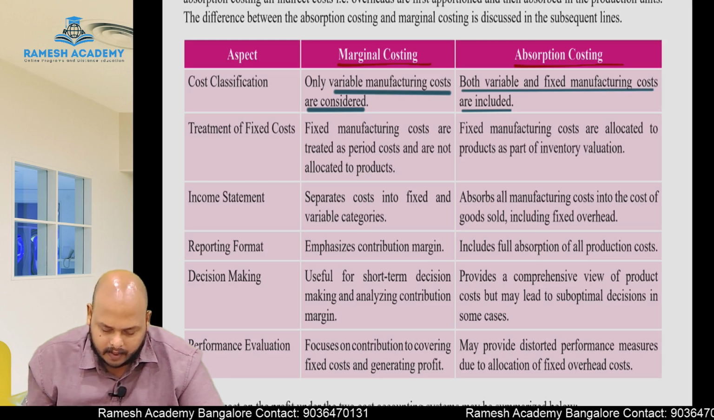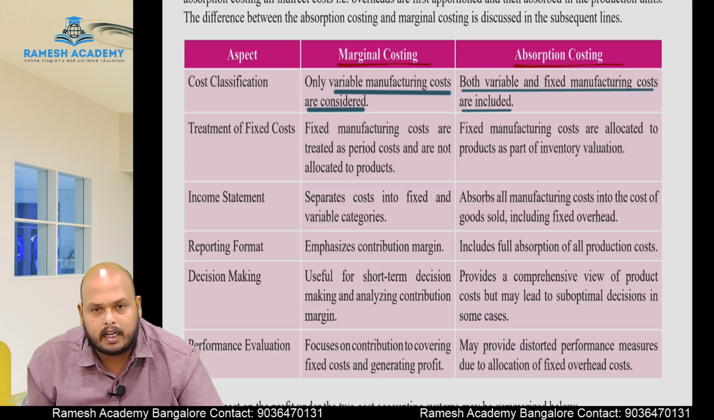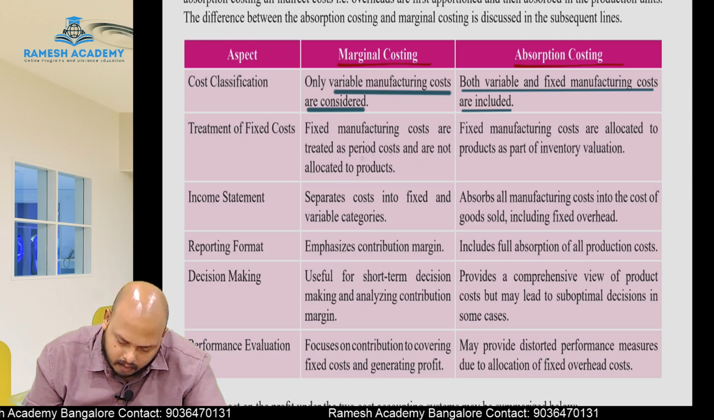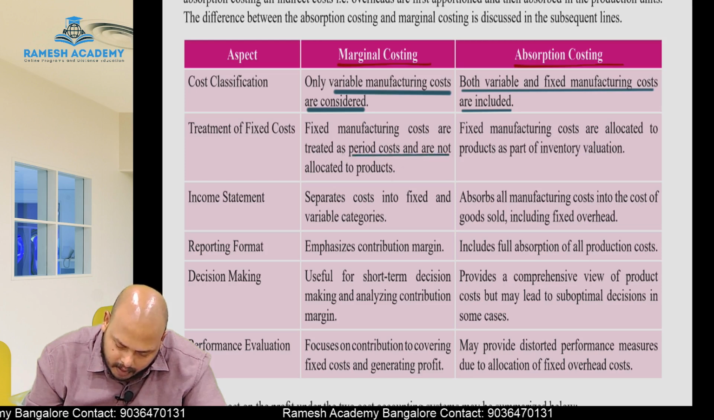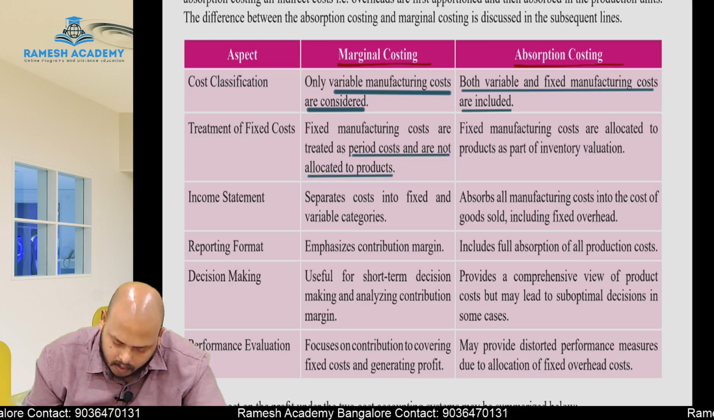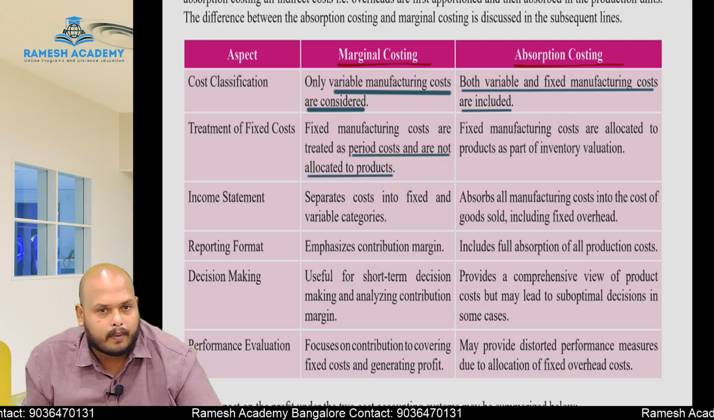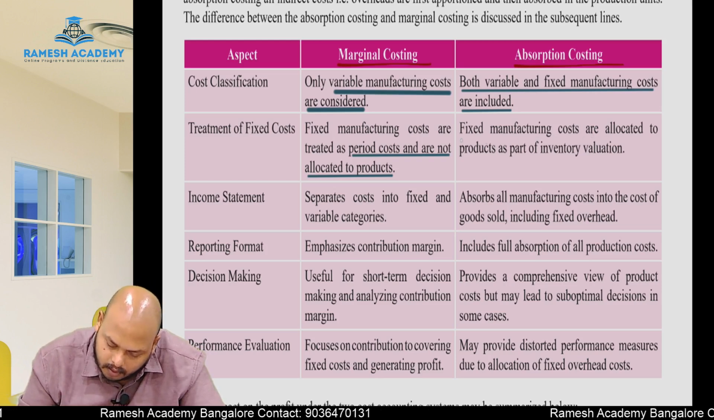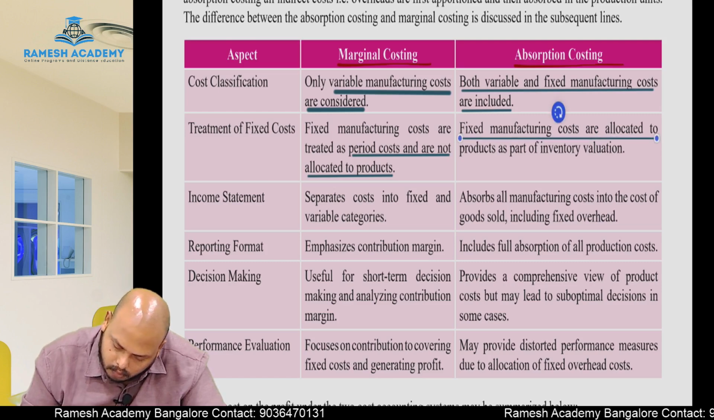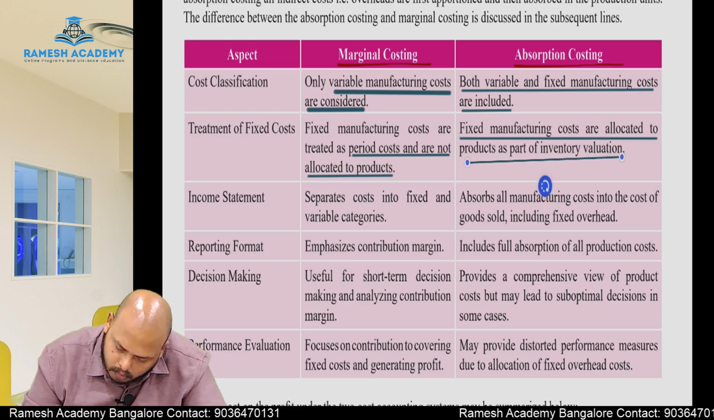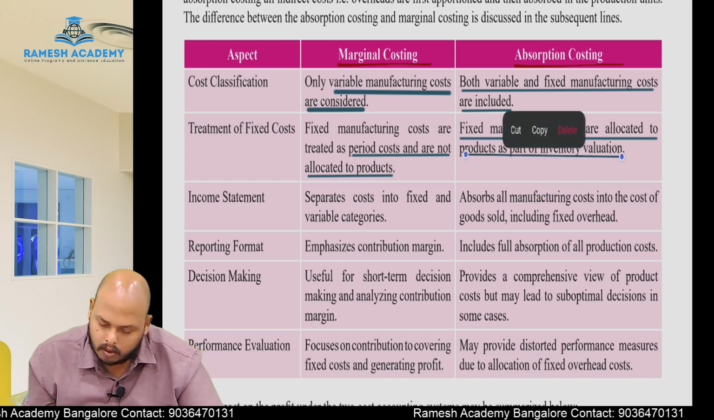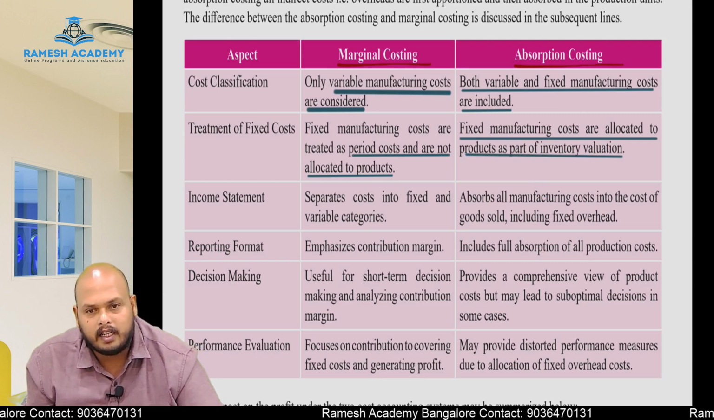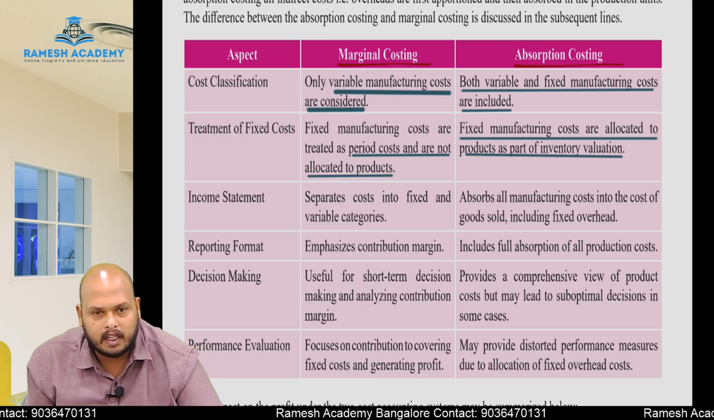Next, treatment of fixed cost. Fixed manufacturing costs are treated as a period cost and are not allocated to the products. Here, in the case of marginal costing, fixed costs are treated as a period cost and we are not allocating them to the products at all. Whereas in the case of absorption costing, fixed manufacturing costs are allocated here. Okay? In marginal costing it is ignored, whereas in absorption costing it is allocated.